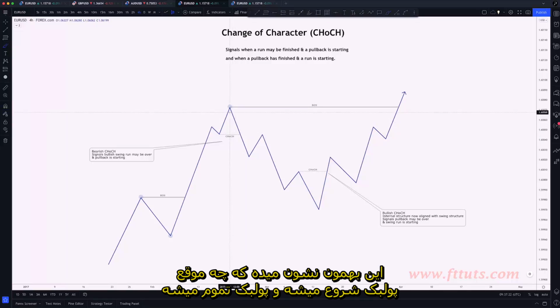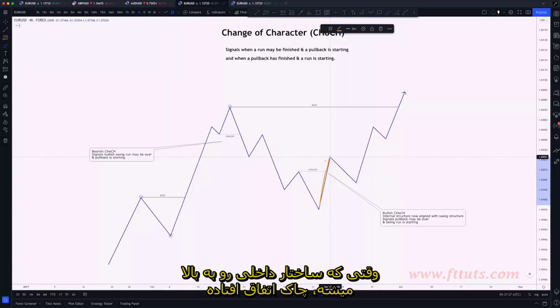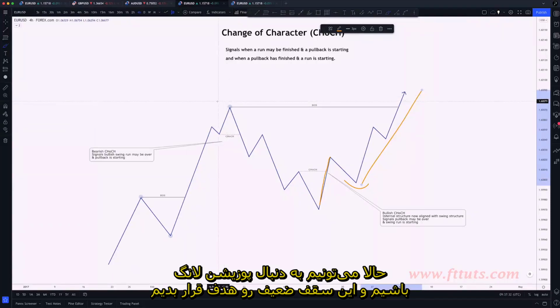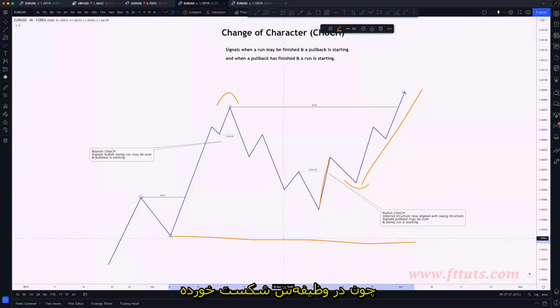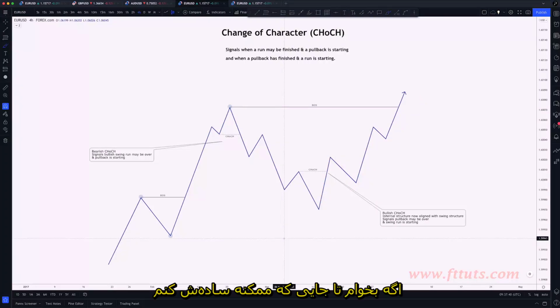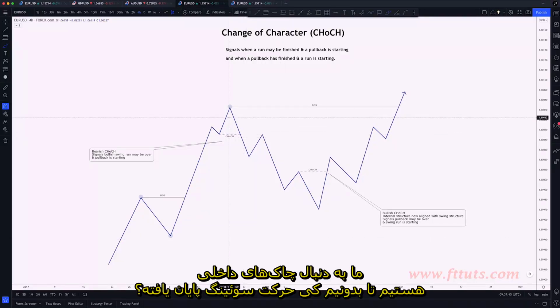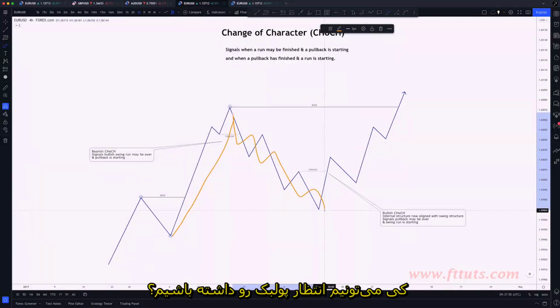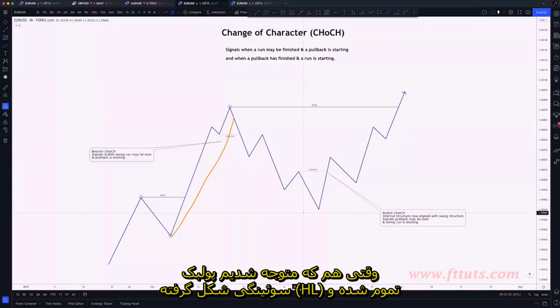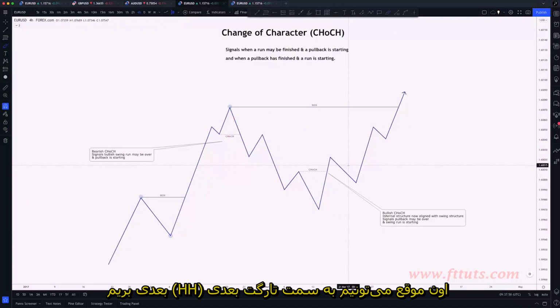And that basically just allows us to anticipate when the pullback is starting, and then when the pullback has finished. And then when we get that internal structure to the upside, we get that change of character. Now we can look to get long and target what? Target that weak high. Why is that a weak swing high? Well, because it failed to do its job. It failed to take out that swing low. So just to keep this as simple as it needs to be, we look for those internal changes of character to help us know when this swing run has ended, when we can then start to anticipate the pullback, and then when we can anticipate that pullback has now finished, and we can anticipate that higher low is formed, and we can start to target that next swing high.